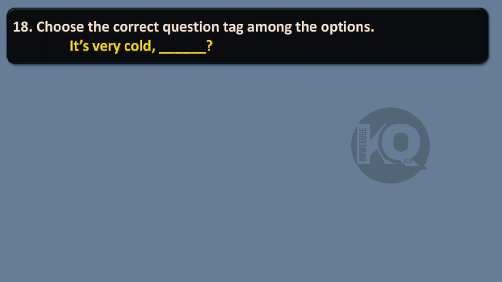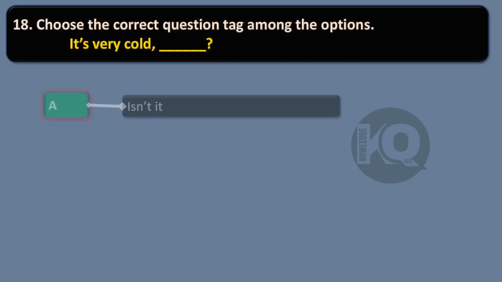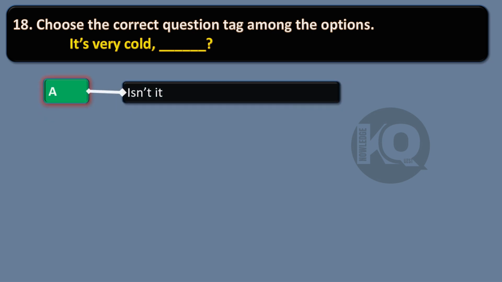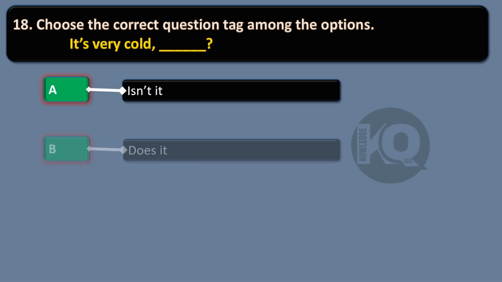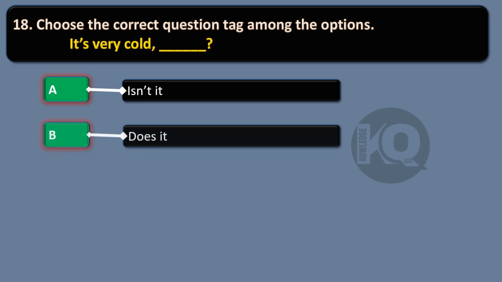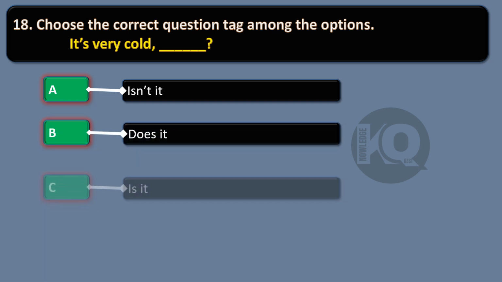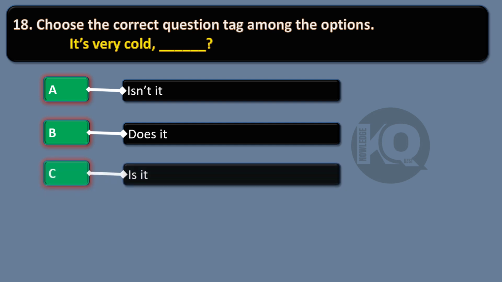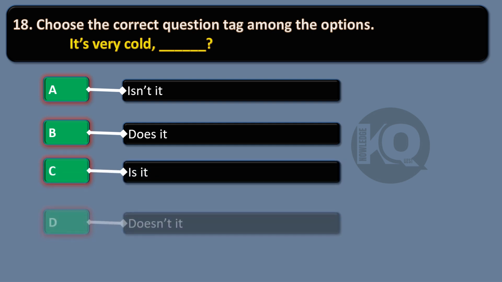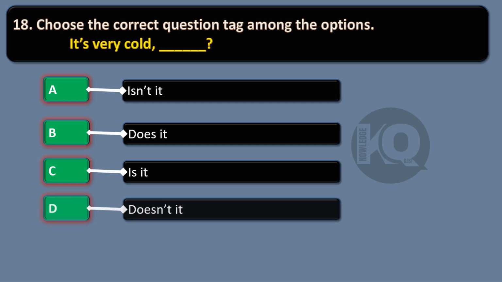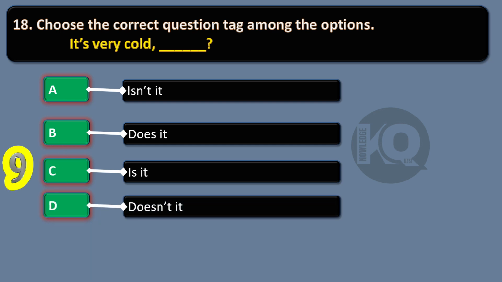Number 18. Choose the correct question tag among the options. It's very cold. Blank. Isn't it? Does it? Is it? Doesn't it? So the answer is A, isn't it?